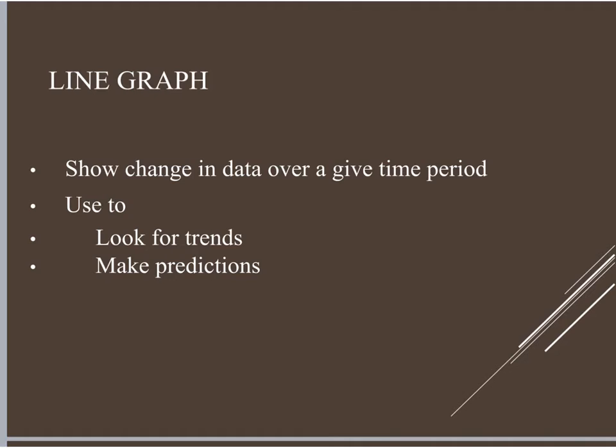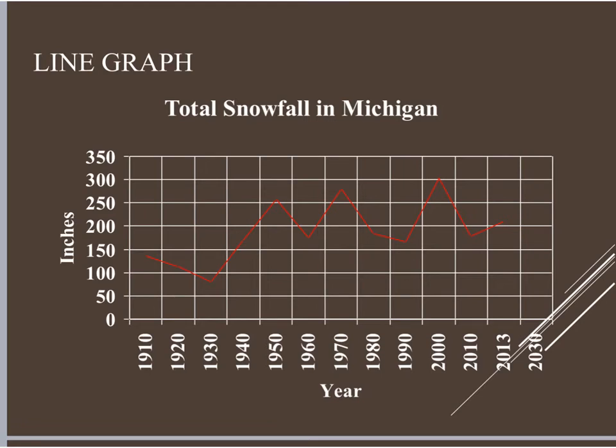Now sometimes we're going to encounter line graphs. Line graphs are nice to show change in data over a given time. And we a lot of times will use these to look for trends and make predictions. So here's an example of snowfall for Michigan from 1910 to 2013.